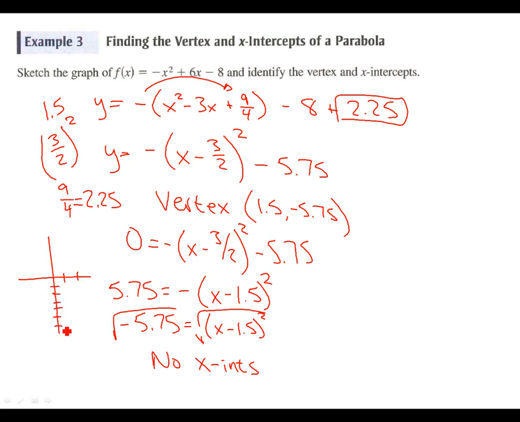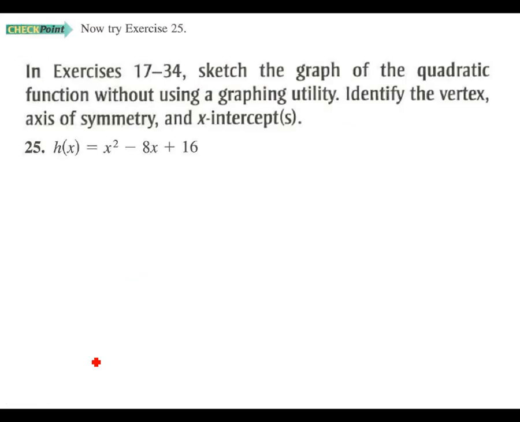5, 6, negative 5.75 here. That's our vertex, and we're opening down. Okay, so if we look at the sketch, we are definitely not going to have any x-intercepts. See if you can figure out all the same things for problem 25. Try that problem.